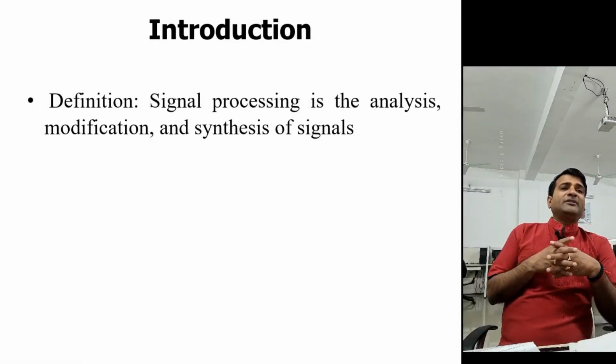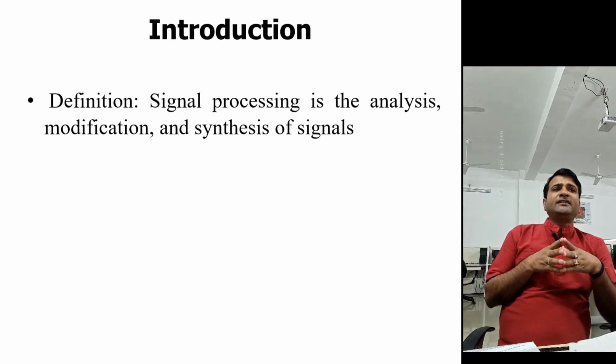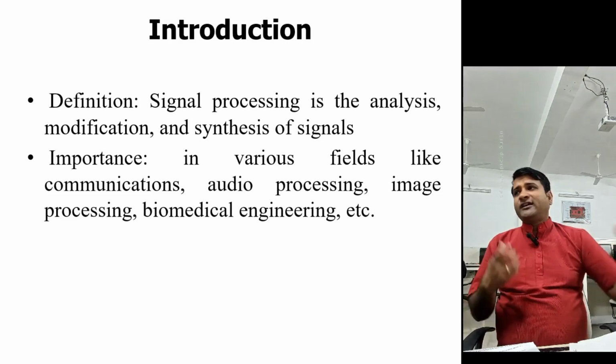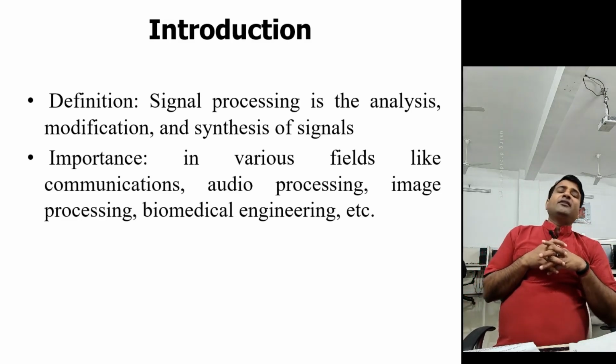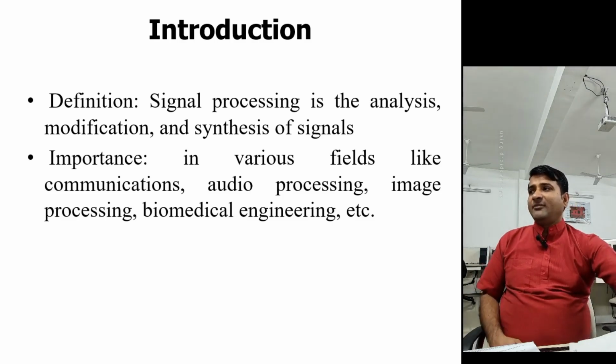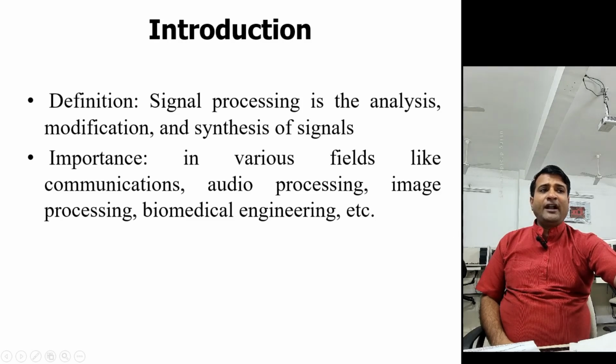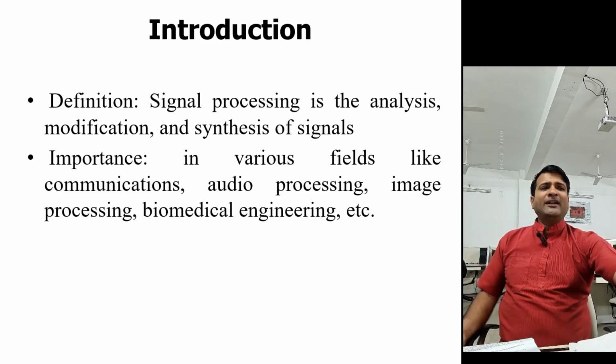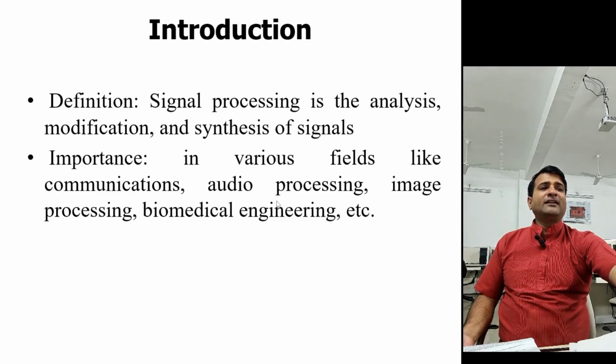What is the definition of signal processing? Signal processing is analyzing, modifying, and synthesizing signals. Signal processing is important in various fields like communication, audio, and image processing. In biomedical image processing there are various uses, and it is a very popular area nowadays.